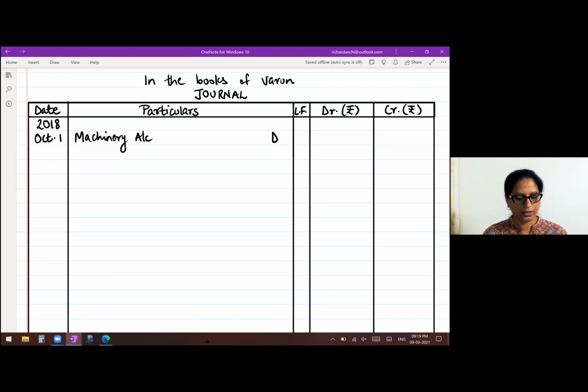Now the amount is 95,000 plus 5,000. So that comes to 1 lakh. Always add the cost of freight, carriage, installation, all these to be added to the cost of the asset. To cash account, both are real accounts. Debit what comes in, credit what goes out. So to cash account, 1 lakh. Being machinery purchased.